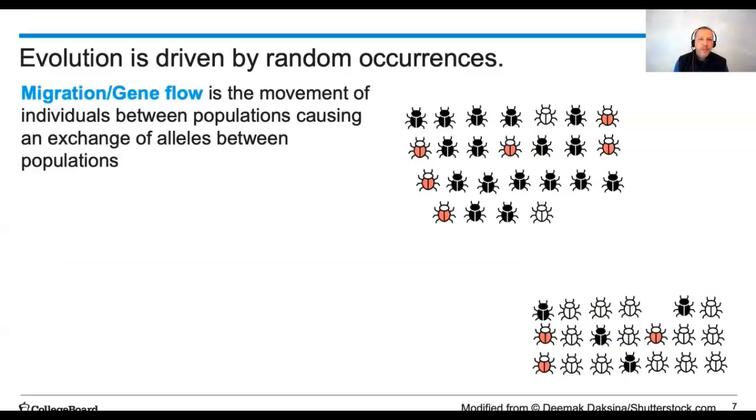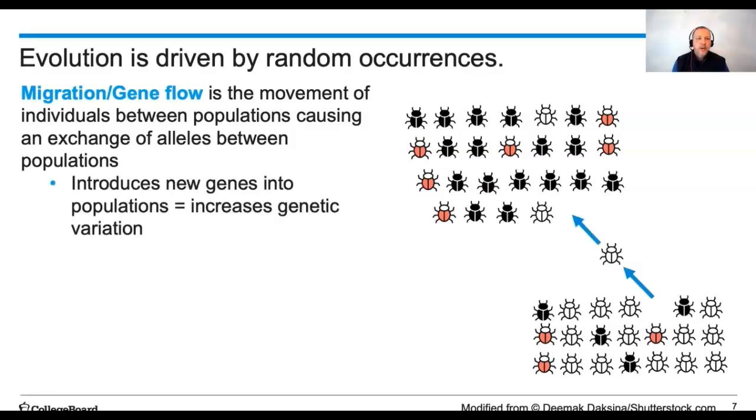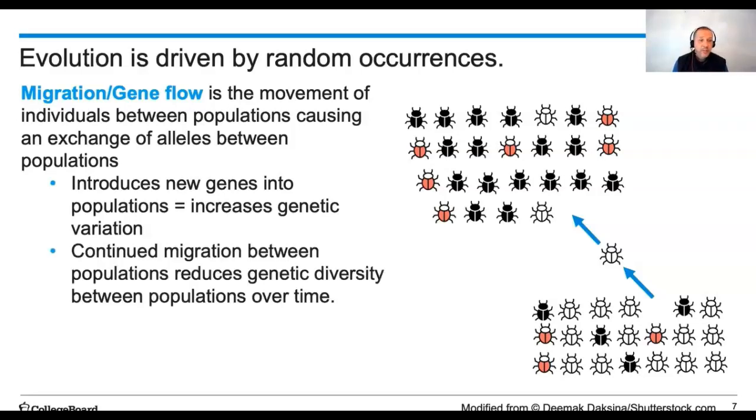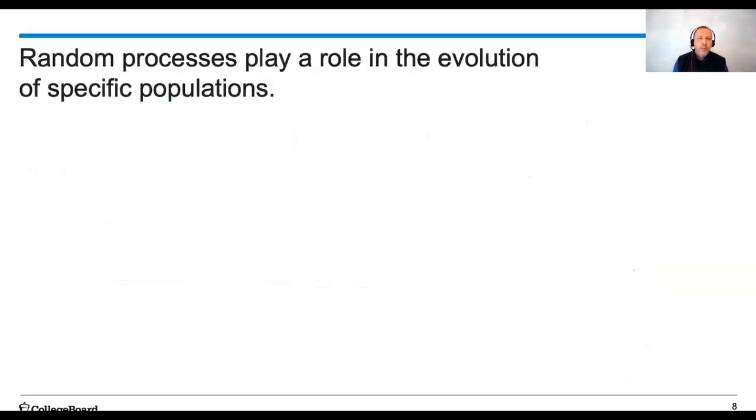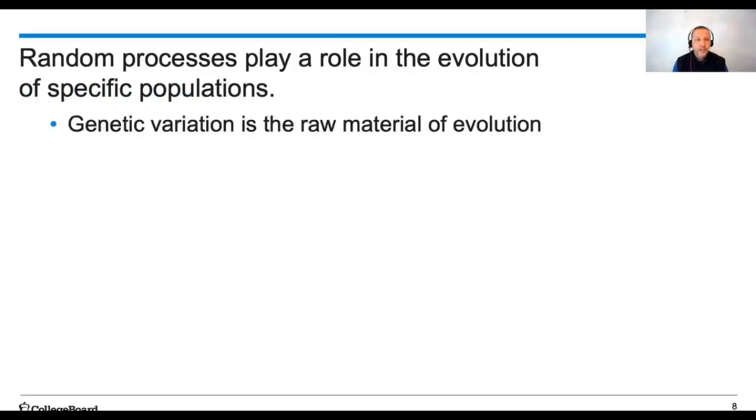Migration, or gene flow, is the movement of individuals between populations causing an exchange of alleles between populations. It introduces new genes into populations, resulting in increases in genetic variation. Continued migration between populations reduces genetic diversity between populations over time. So random processes play a role in the evolution of specific populations.